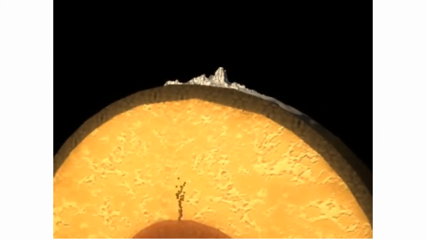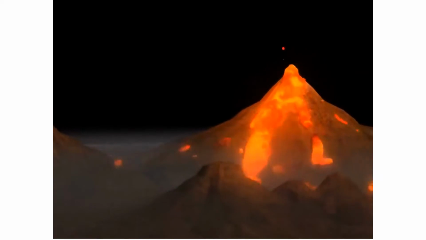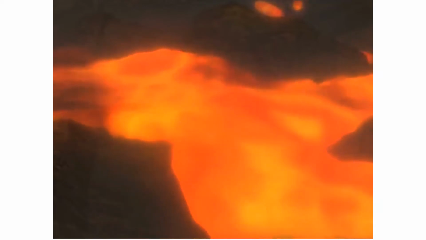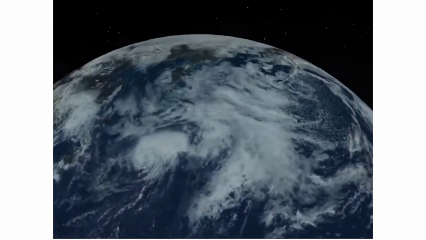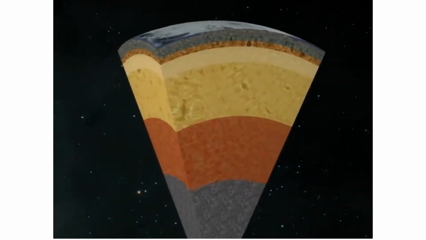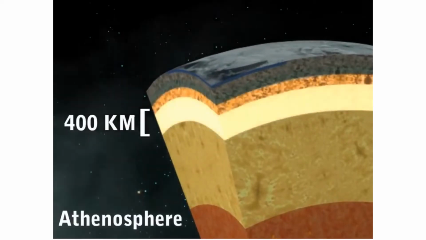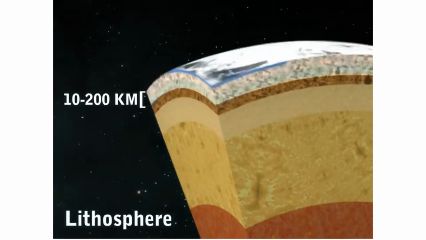The upper layer of the mantle is called the asthenosphere. The hot magma from the asthenosphere travels to the surface of the earth and escapes as lava from volcanoes. In addition to the asthenosphere, there is a layer known as lithosphere. The crust and the uppermost layer of the mantle together form the lithosphere. While the asthenosphere has a depth of 400 kilometers, the lithosphere extends from 10 to 200 kilometers.